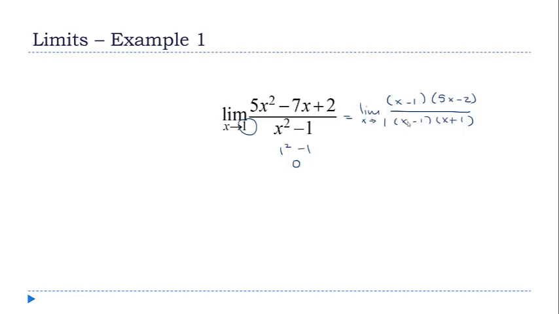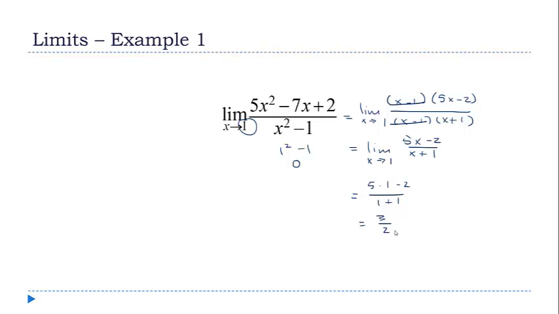And now the two x minus 1 terms cancel, leaving us with this. Now this function isn't undefined at x equals 1, so we can find the limit just by simple substitution. Then when we simplify this, we get that the limit is equal to 3/2.